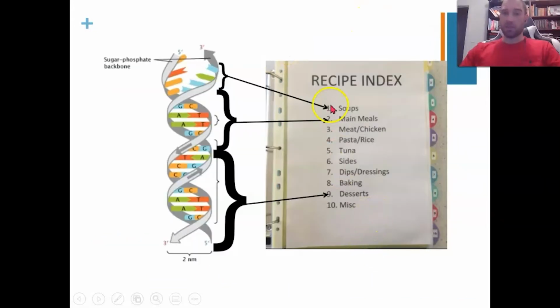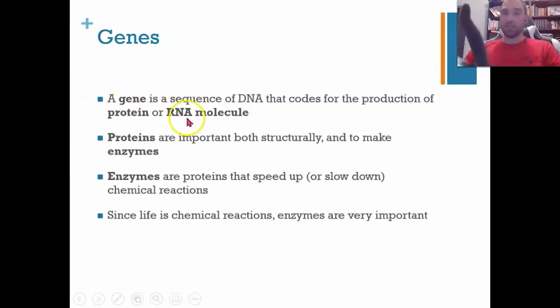Here's my recipe book. Here are my chapters, and those are our chromosomes. Within our chapters, we're going to have particular recipes, and those are the genes on our chromosomes that code for the production of a particular polypeptide, which is another word for protein, or an RNA molecule, depending on what the gene is coding for. And that's the same as a recipe, so a type of soup or a type of dessert. So let's get our terminology. A gene is a sequence of DNA that codes for the production of a protein or an RNA molecule, depending on what the gene is coding for.